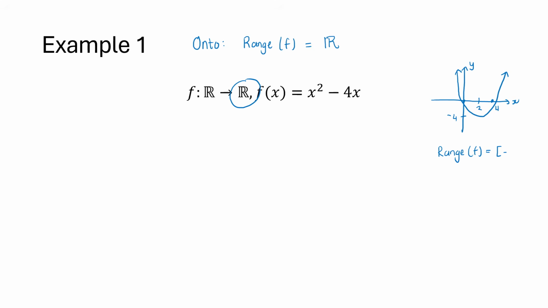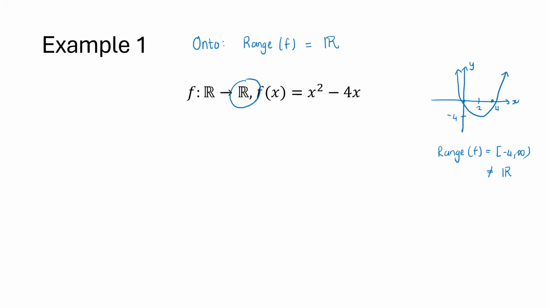So the range of this particular function is going to be from negative 4 included up towards infinity. And this is definitely not equal to all of the real numbers. It's a subset of the real numbers. So this particular function is not going to be onto.